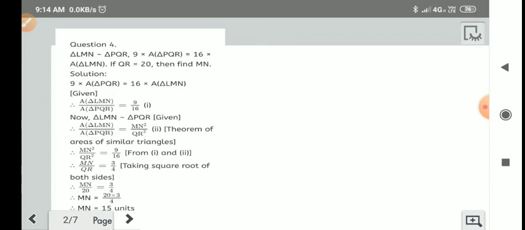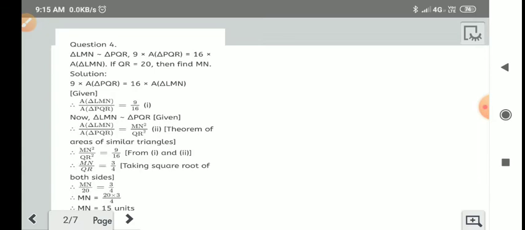The question is: in triangle LMN similar to triangle PQR, 9 into area of triangle PQR is equal to 16 into area of triangle LMN. If QR is equal to 20, then find MN. This practice set depends on the theorem of areas of similar triangles, and we know that theorem: the ratio of areas of two similar triangles is equal to the ratio of squares of their corresponding sides.